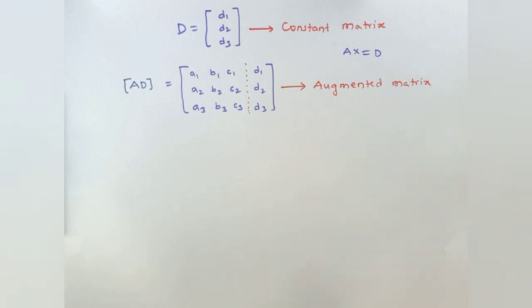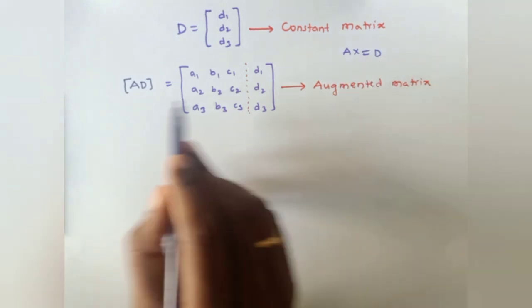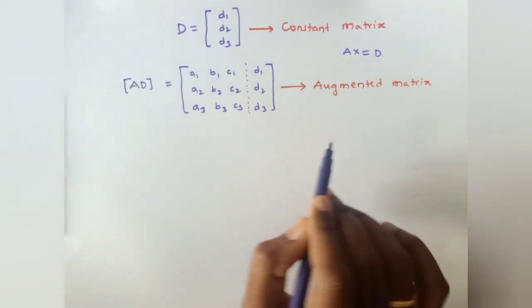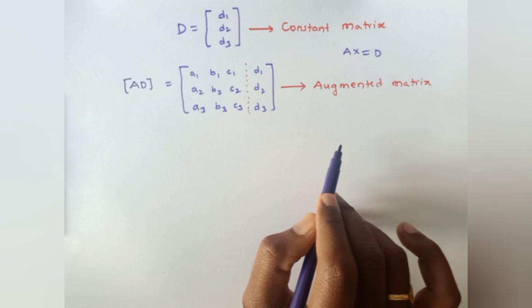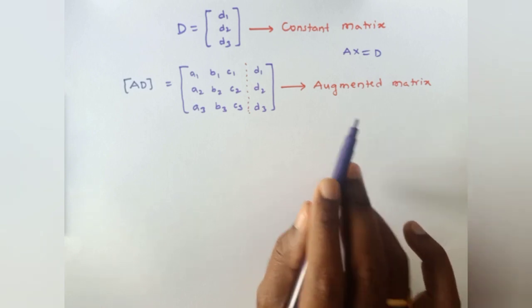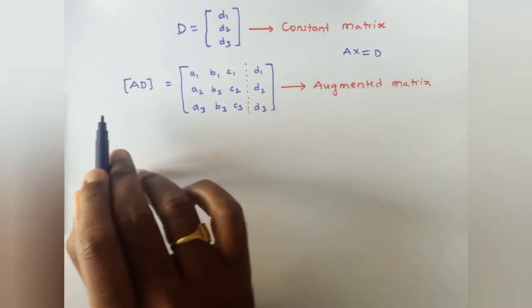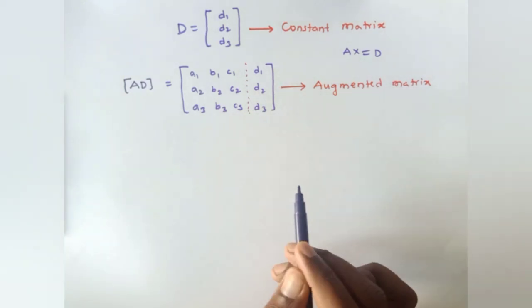So in this entire system you need to know what is A, what is X, what is D and what is AD. Here AD is called the augmented matrix. To find whether the given system is consistent or inconsistent depends entirely on this augmented matrix only.